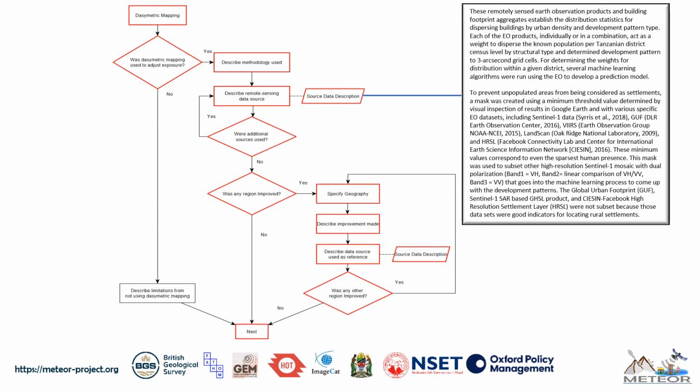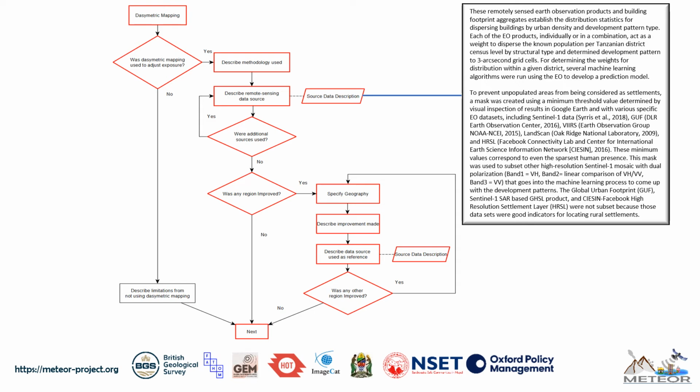These remotely sensed Earth observation products and building footprint aggregates establish the distribution statistics for dispersing buildings by urban density and development pattern type. Each of the Earth observation products individually and in combination act as a weight to disperse the known population per Tanzanian district by structural type and determine development patterns to the 3 arcsecond grid cell.